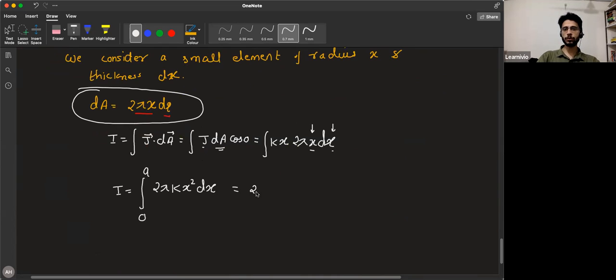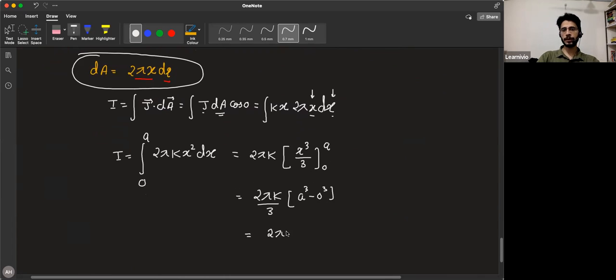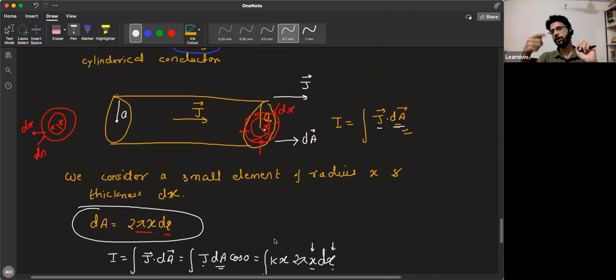Next, you can take this 2 pi k as common, outside the integral sign. When you integrate x square, you get x cube by 3. The limit is from 0 to a. You can take this 1 by 3 outside. So it's 2 pi k by 3, a cube minus 0. So we get 2 pi k a cube divided by 3. So this is how we solve problems where current density is given, but that current density is not uniform. We take a small element and we integrate over the entire cylinder.